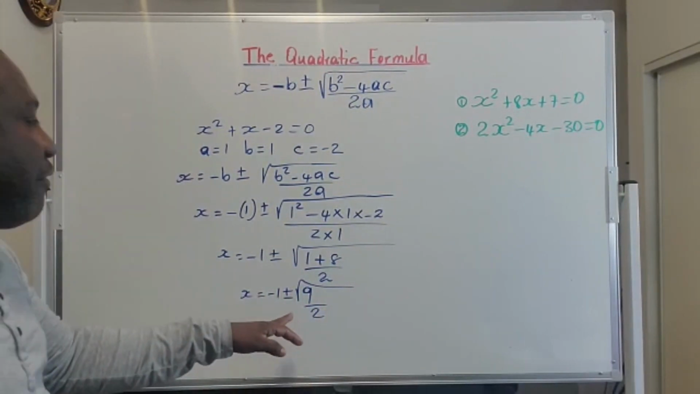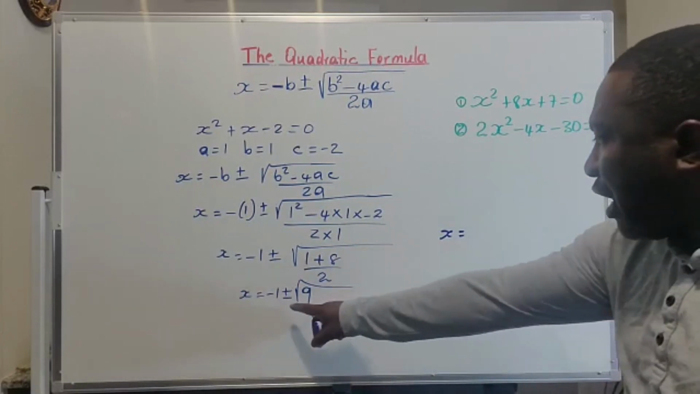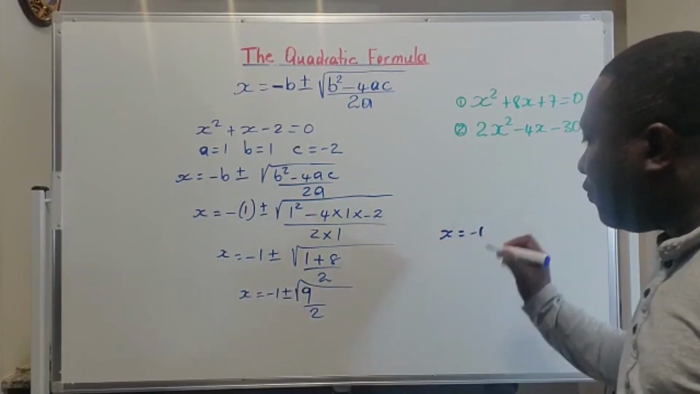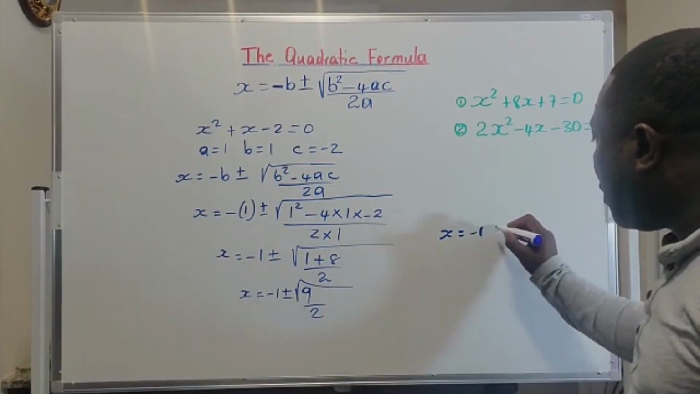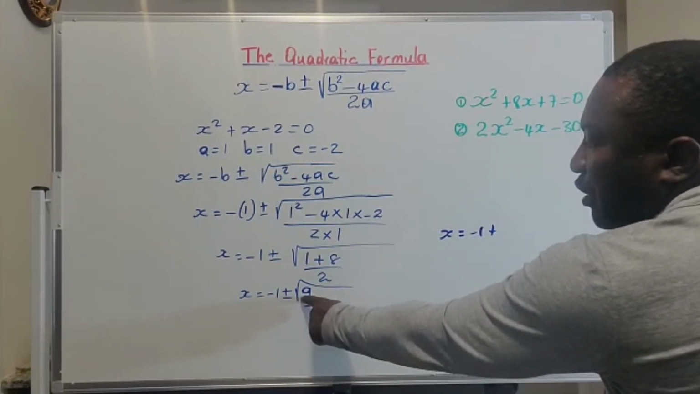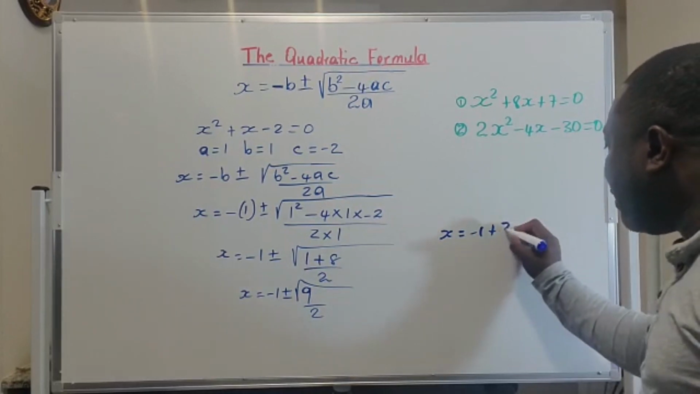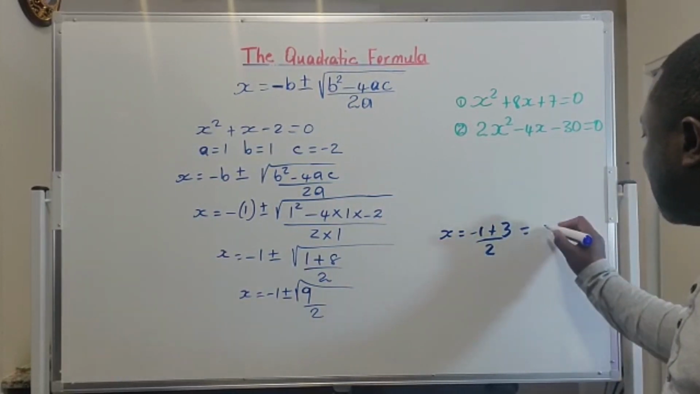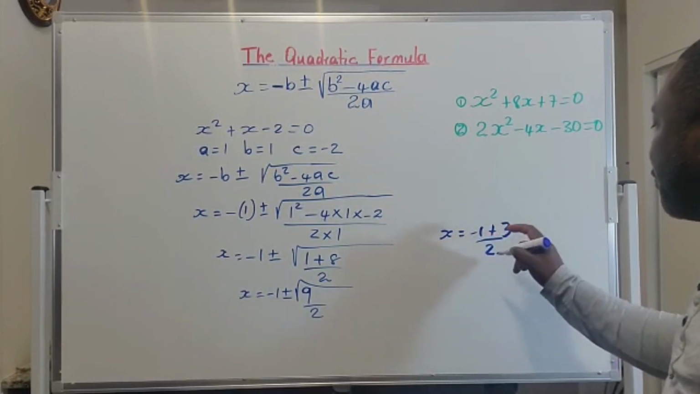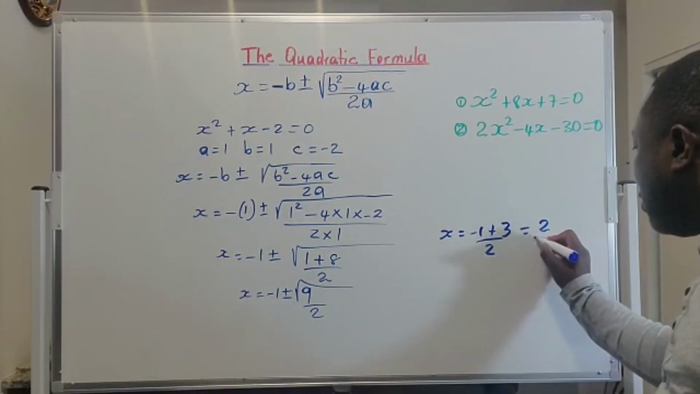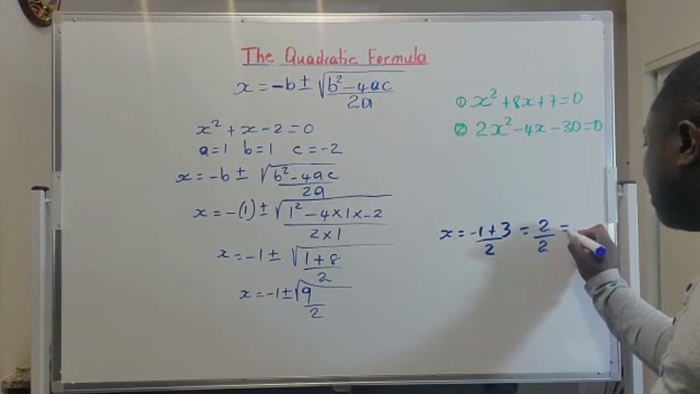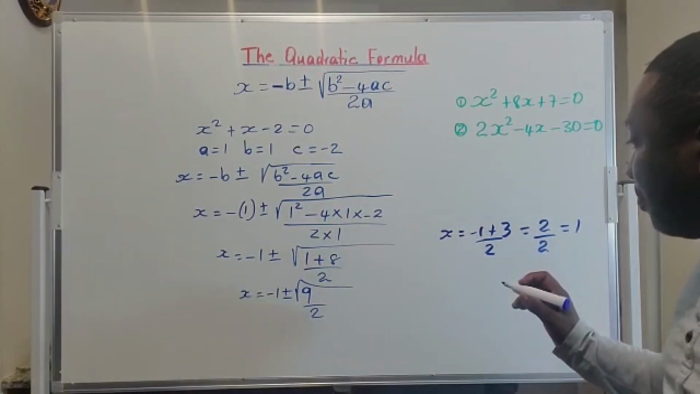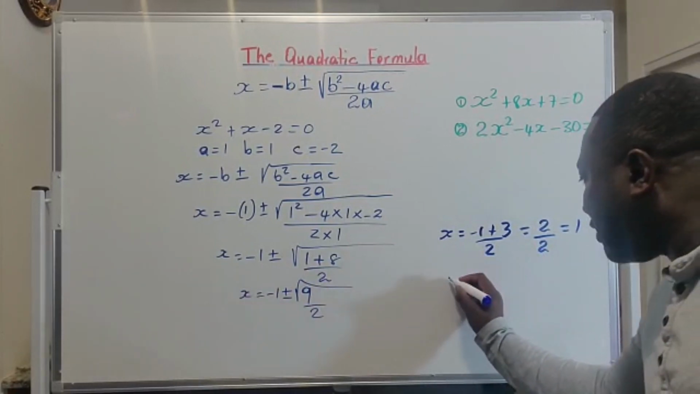We know the square root of 9. From here, guys, we know that this is -1, as we take from here, with the plus sign. The square root of 9 is 3. All goes upon 2, which will give us -1 plus 3 will give us a +2 over 2, which will result in 1. Next, we need to find the other value of x.